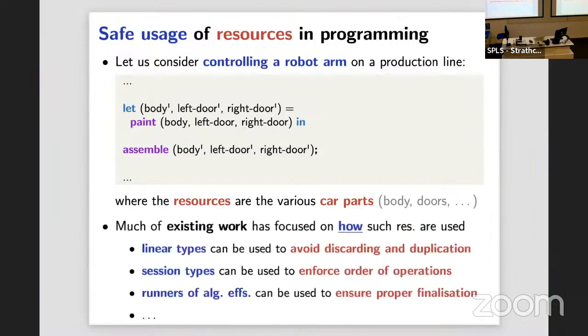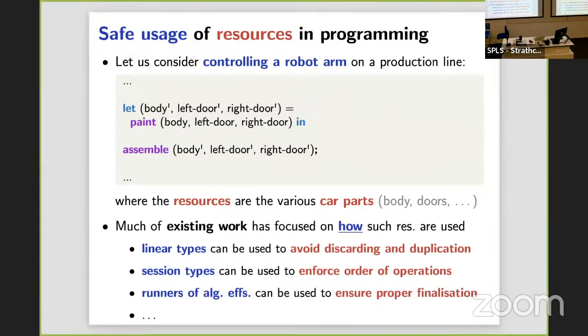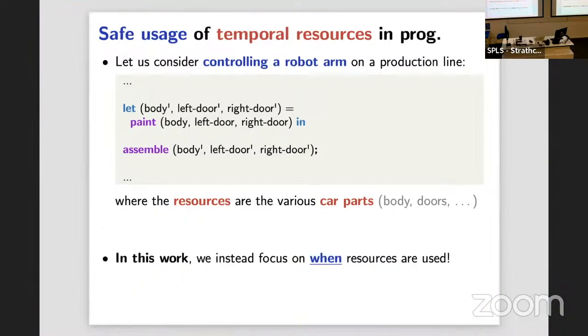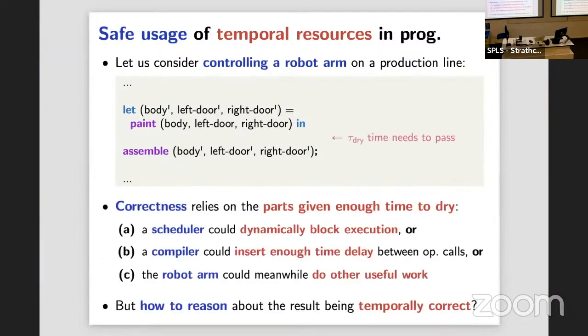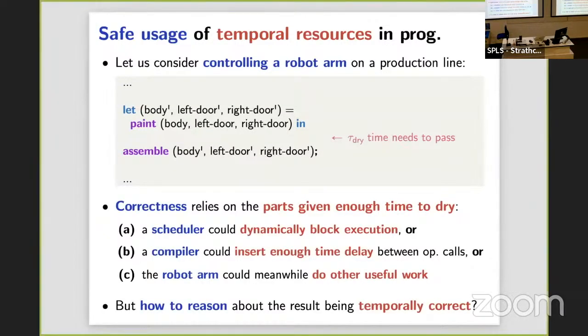What we are not going to do here is talk about topics like linear types, session types, for example, some finalization guarantees. We're not going to talk about how such resources are used. What we're going to talk about is when these resources are used. Because if you look at the snippet, then the guarantee or the correctness of it kind of depends on, for example, that enough time has to pass between the paint operation and the assembly operation.